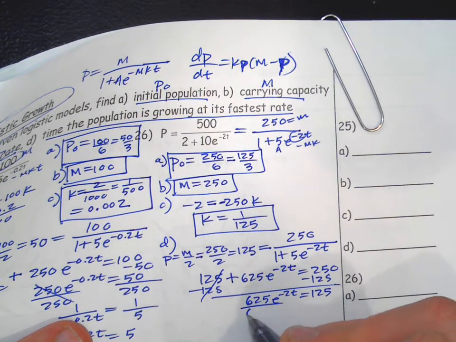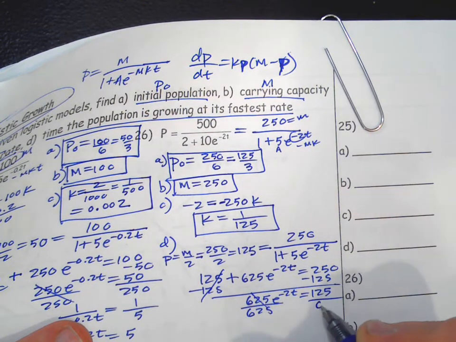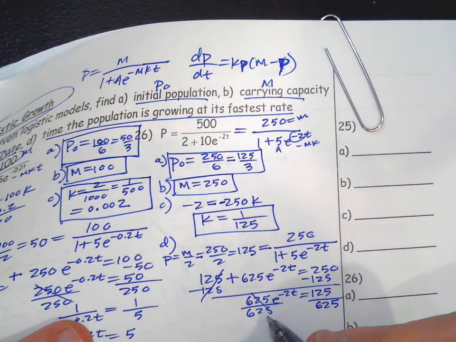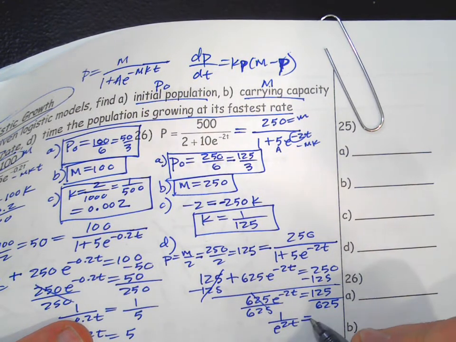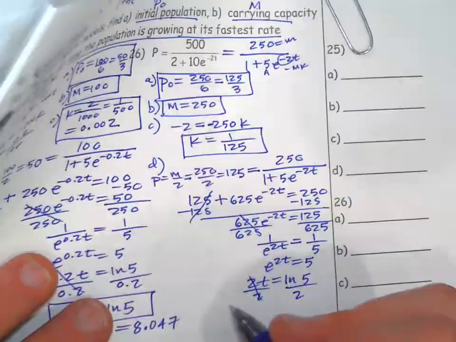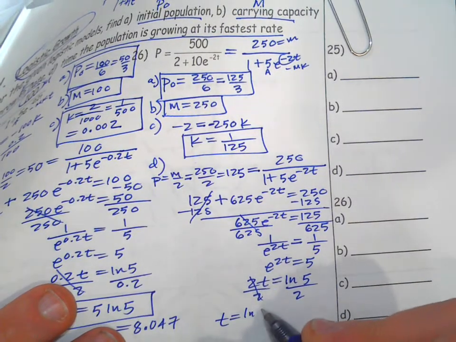Divide by 625. Rewrite it with positive exponents. That worked well for me last time. So e to the 2t equals 5. Take the natural log of both sides. Natural log of 5, divide by 2. So you could write your answer as t equals natural log of 5 over 2.